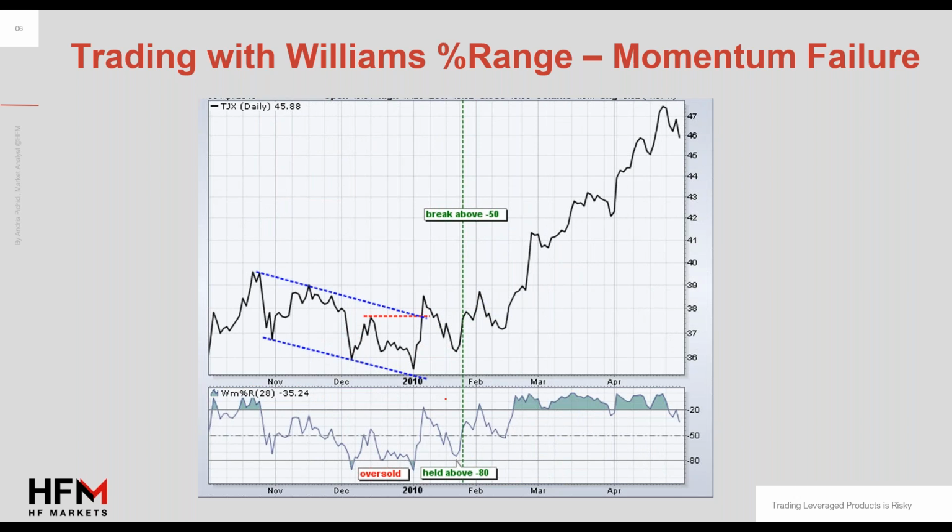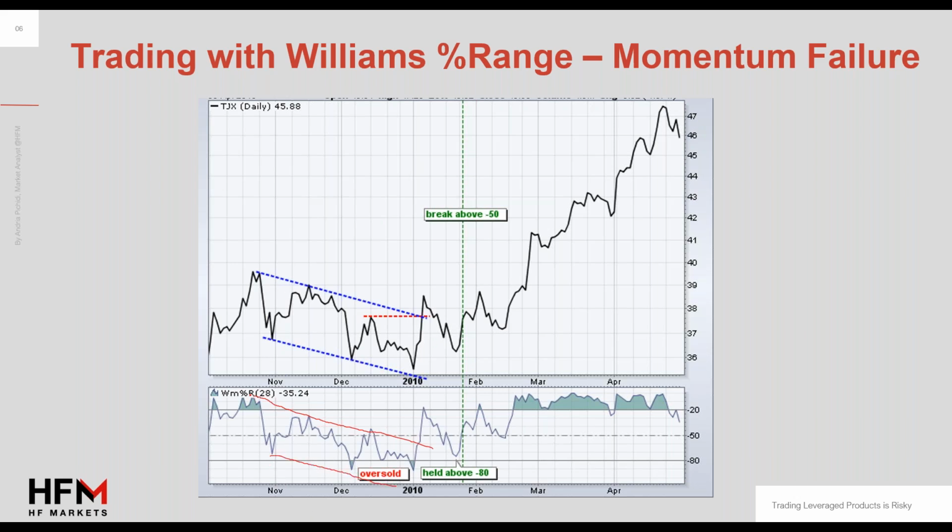Here, you see a channel and a down channel with the Williams RSI nicely. Sorry, I need to draw that better because it's very important. Okay, not ideal, but you get the point.